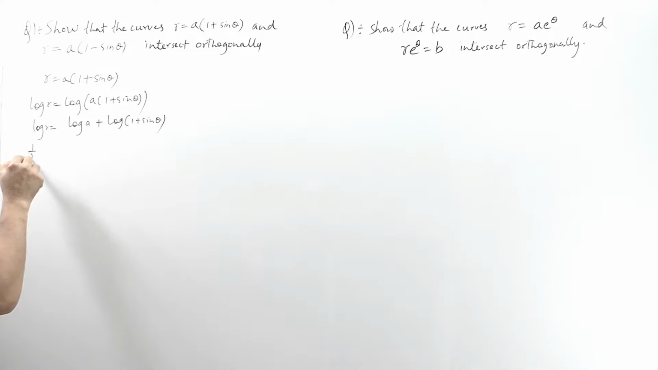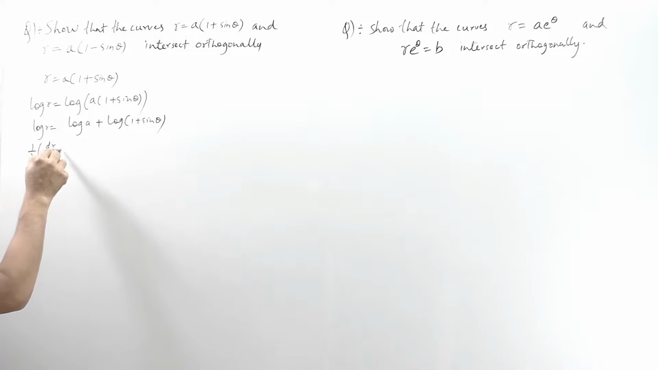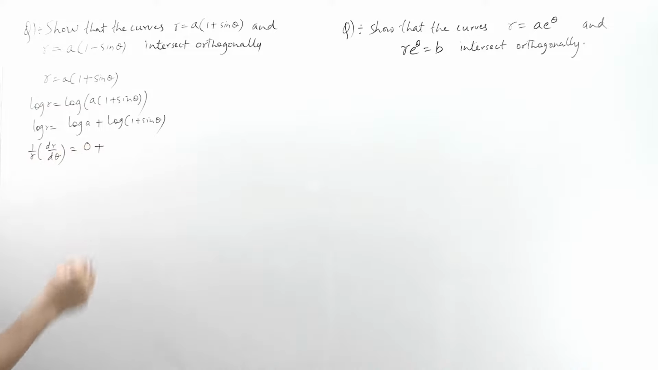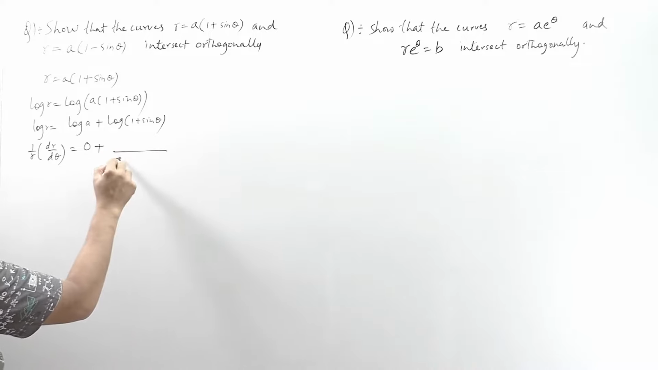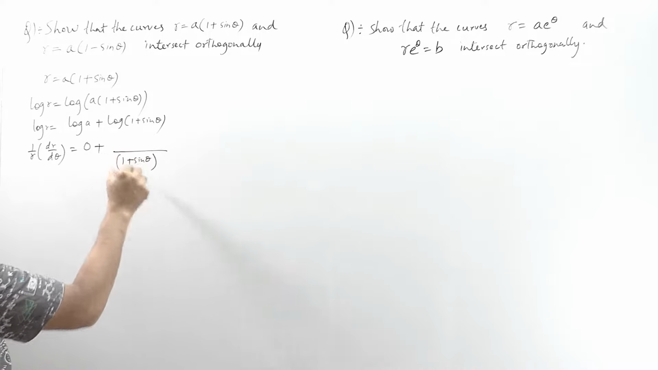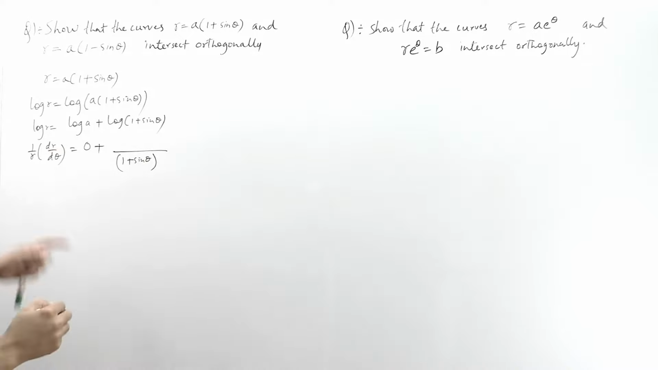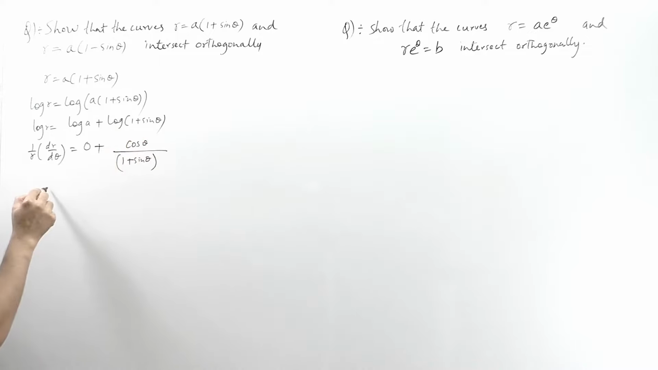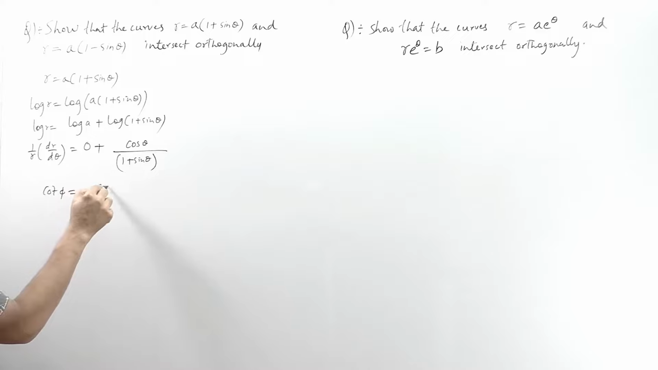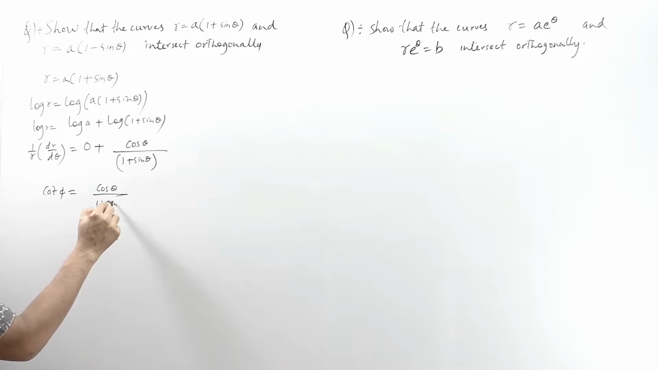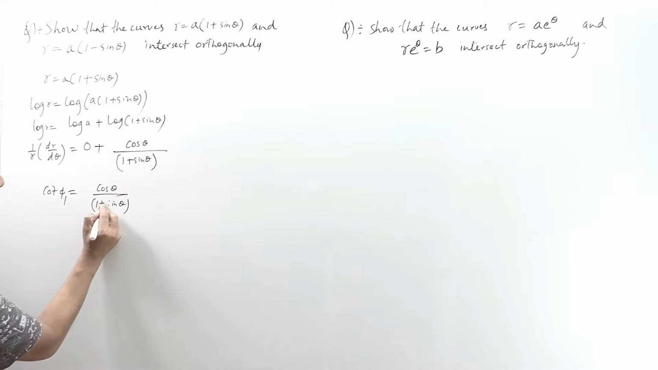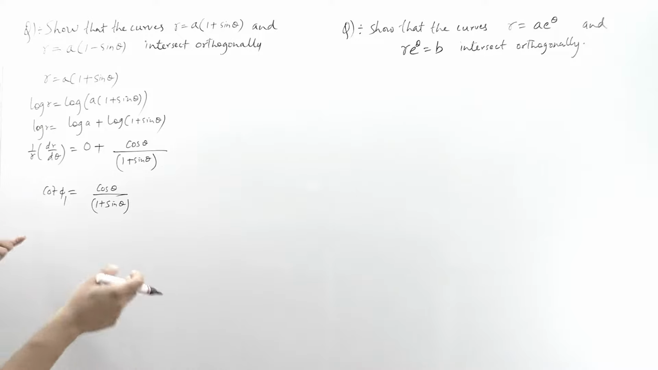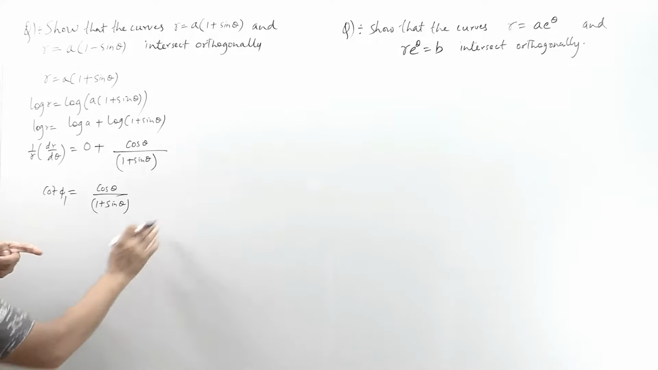Now you can easily apply differentiation here. So log of r differentiation is 1 by r into dr by d theta is equal to 0 plus again log of 1 plus sine theta, 1 by 1 plus sine theta, because differential of log of x is 1 by x. Again 1 is 0 and sine theta is cos theta. So we get cot of phi is equal to cos theta by 1 plus sine theta. So I will take this as cot of phi 1. Okay. Now the problem here is I'm not getting anything like cot, and I'm not getting directly the angle. Okay. So what I'll do, I'll leave it till here and move on to the second equation.